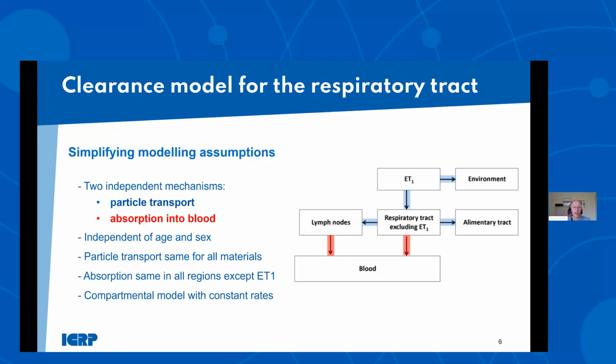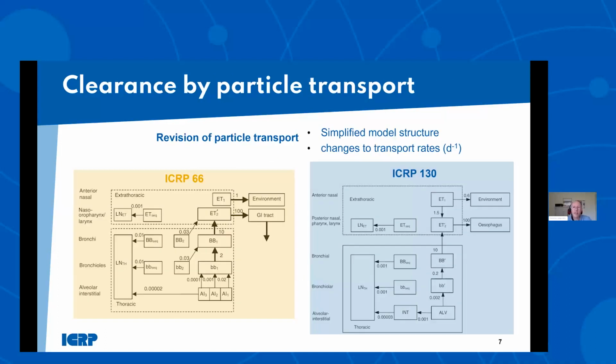These 2 mechanisms are modeled with so-called compartmental models, that Tarek was explaining in the first talk, and also with constant transfer rates. So we can start with the revision of the particle transport model. You can see on the right, you have the revised model, which is simpler, has fewer compartments.